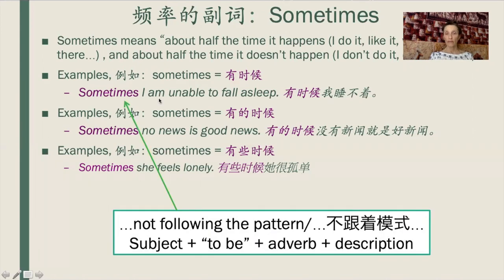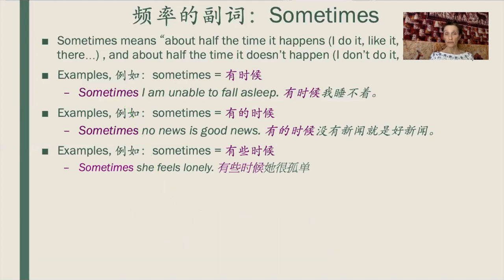That's all with that. The pattern: subject, this is an I am verb, right? When you use a to be verb, am is a to be verb, and the pattern is subject, verb, adverb, and then description. Now here, sometimes it's here, adverb, subject, verb. So as I said, sometimes this adverb doesn't go with the rules, but the other adverbs usually do. 通常, the others usually follow the rules.